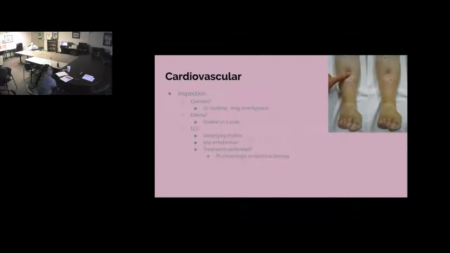Next is cardiovascular. We do the same things. We inspect. Is there cyanosis present or clubbing, showing that there's signs and symptoms of long-term hypoxia? Is there edema? Is it pitting edema? We grade it on a scale based on how we touch it, and does it sink in or how quickly it rebounds back. Look at their ECG. What's the underlying rhythm? Any arrhythmias noted? Are there any treatments performed, whether they are pharm or electrical, and what was the patient's response to the treatments?